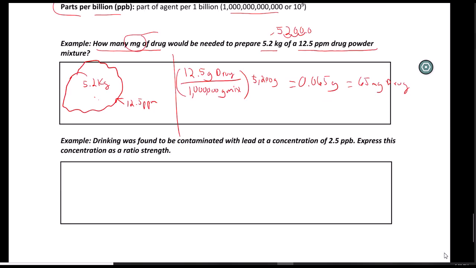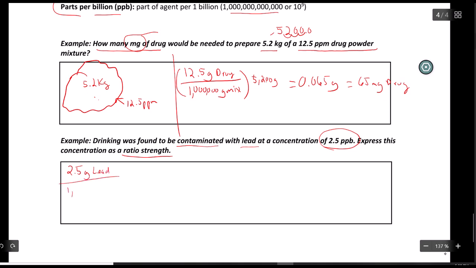Let's look at one more example where we're looking at parts per billion. So this is talking about drinking water, maybe the same thing in terms of powders, but I think the question makes a little more sense if I talk about water. For contamination, it says that there was lead found in drinking water at 2.5 ppb, parts per billion. And it says describe this as a ratio strength. So it's a ratio strength. So we know that there's 2.5. What does that mean? That means 2.5, right, grams of lead is in every one.